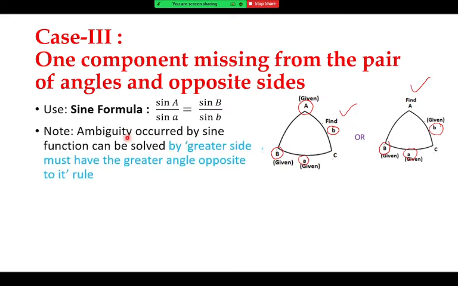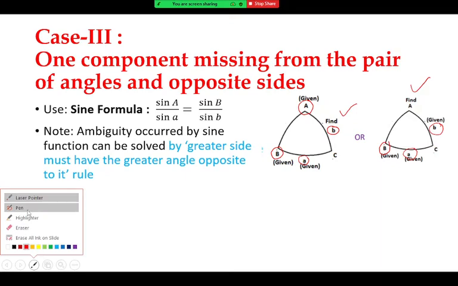Now, obviously, whenever we have a sine function, we get two angles when we take a sine inverse. So there is always ambiguity caused by the sine function. But we can resolve that ambiguity by this property of the triangle: the greater side must have the greater angle opposite to it. You should mention that property and write the correct angle. We already discussed how sine inverse gives two angles.